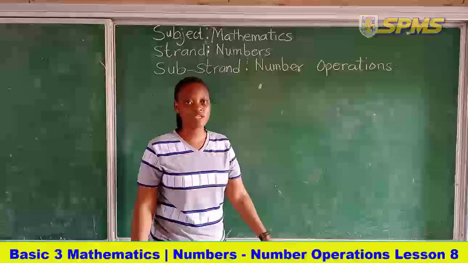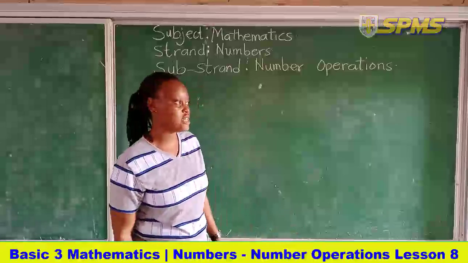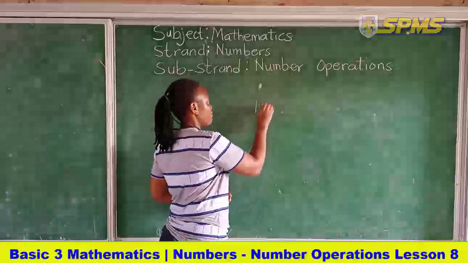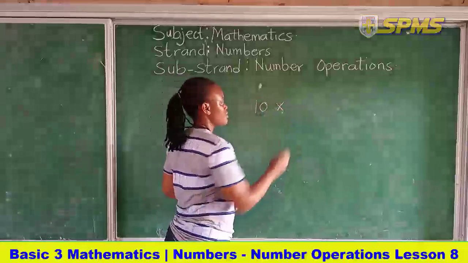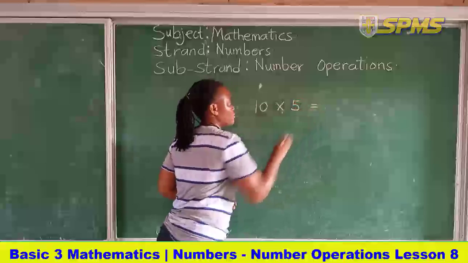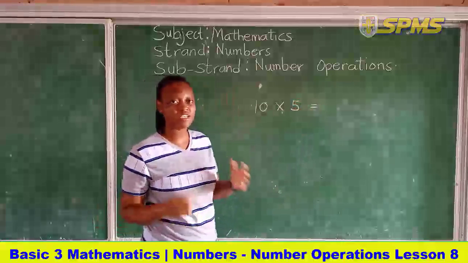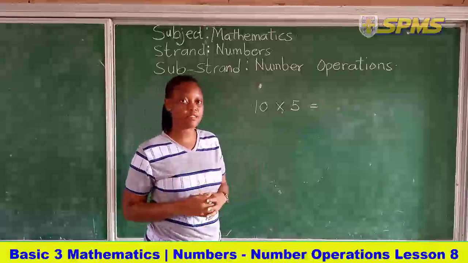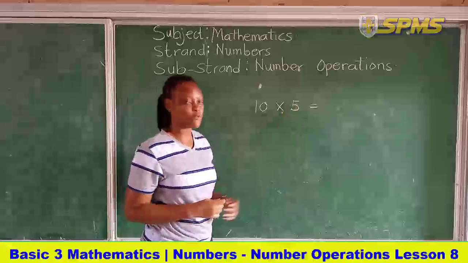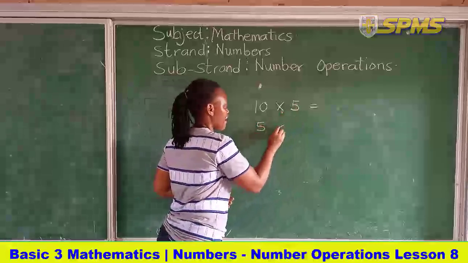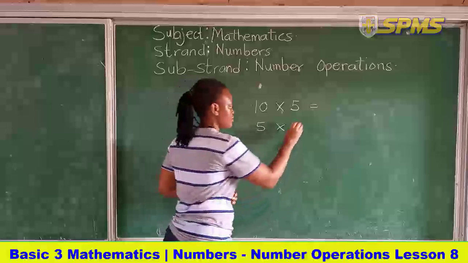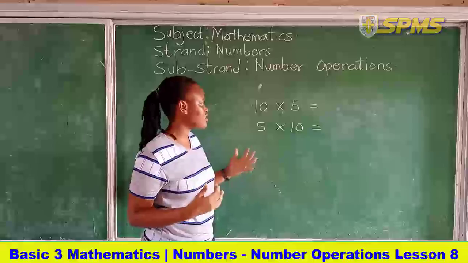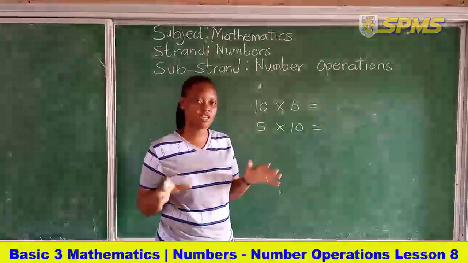Good. We are looking at another sentence, the multiplication sentence. Let us have 10 times 5. We are changing the positions of the numbers, not the sign. In this case, the 5 will come first. So we have 5 times 10. We are just changing the positions of the numbers.